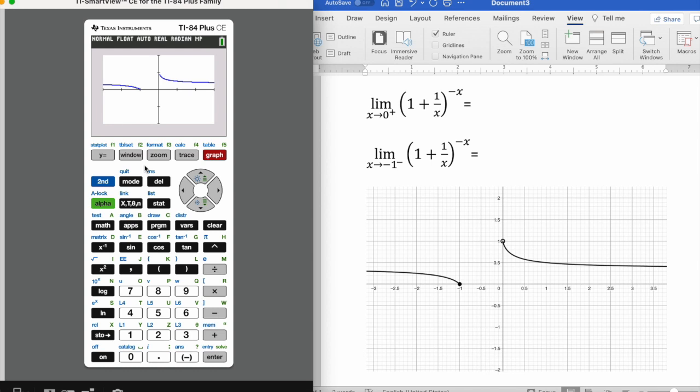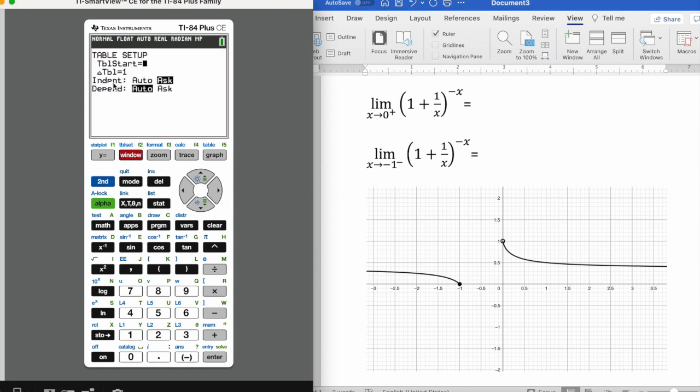Okay, now to find these limits using the tables, we're first going to make sure that our table is set up correctly. Above your window button, it says table set. I'm going to access that table set by hitting my second button and then window. We want to make sure that the independent variable says ask. What that means is the calculator is going to ask the user what the x value is. And then we want the dependent variable to be on auto.